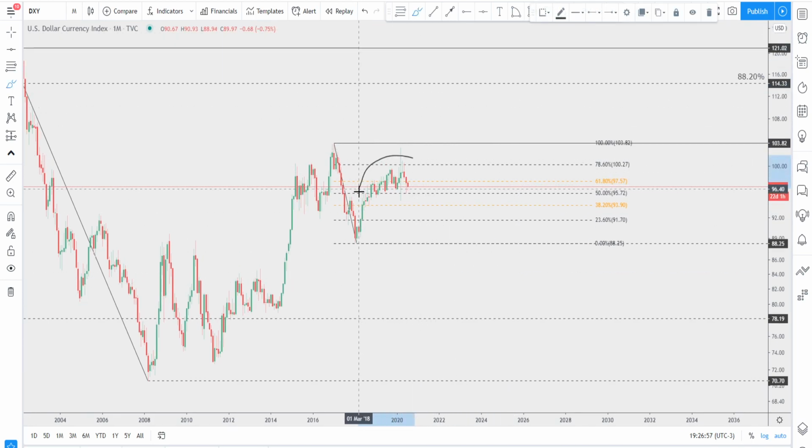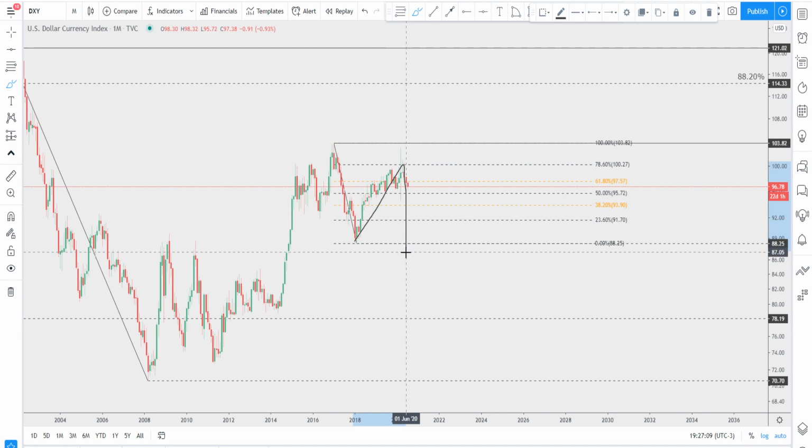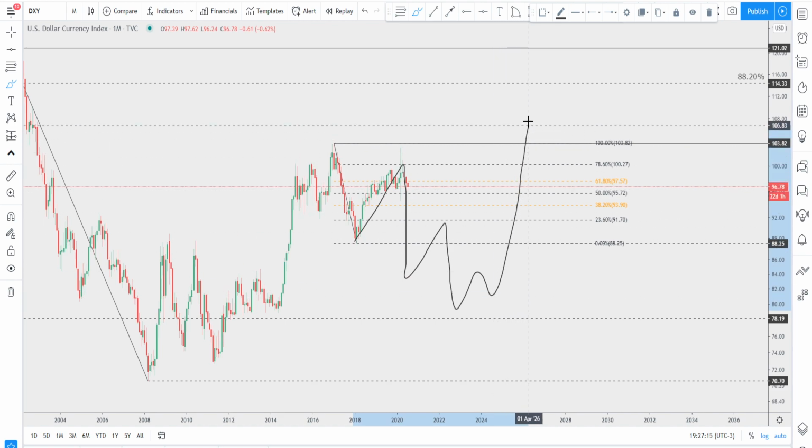This kind of behavior here has the DNA of a falling wedge as well. So in a worst case scenario, the dollar could make a move like this, and then go all the way up in a single move.